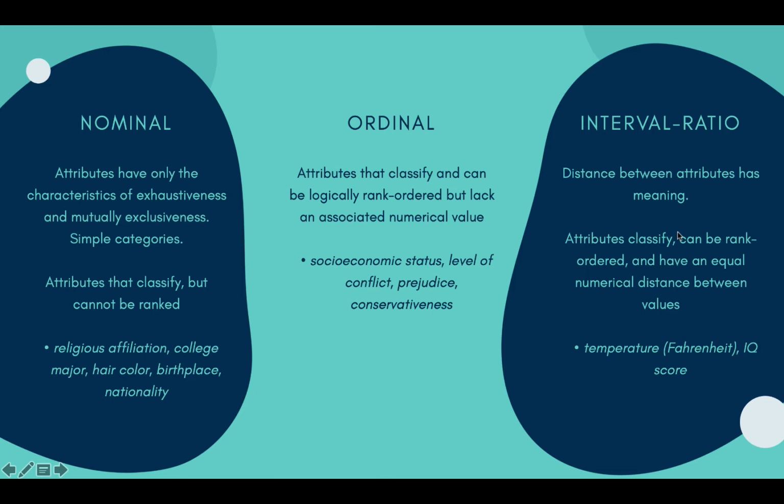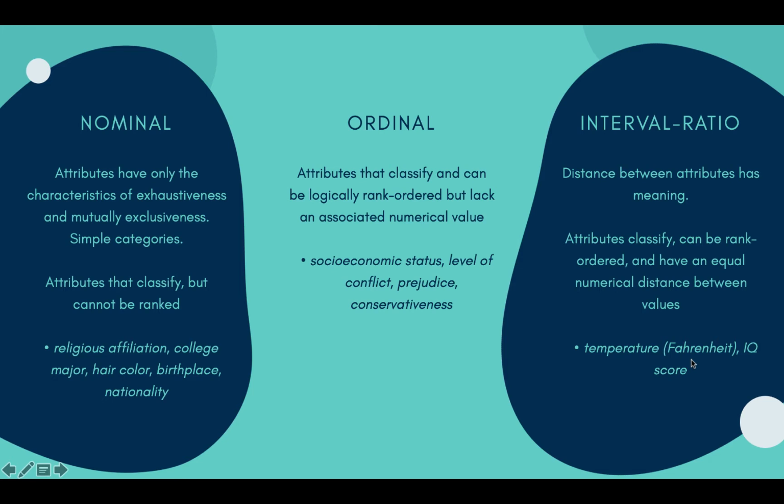And then finally, interval ratio variables. These classify, they can be rank ordered, and they actually have an equal numerical distance between them. So one step below is one less. One step above is one higher, right? One more. And the distance between these attributes have meaning, right? So a good example is temperature, right?